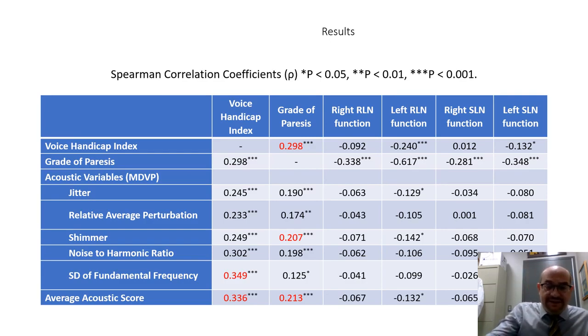We can see here that voice handicap index was better correlated with the average acoustic score than grade of paresis. We can see here that the highest correlation with voice handicap index occurred with the standard deviation of fundamental frequency, and the highest correlation with the grade of paresis was seen with shimmer. Voice handicap index demonstrated a weak but significant correlation with the grade of paresis.